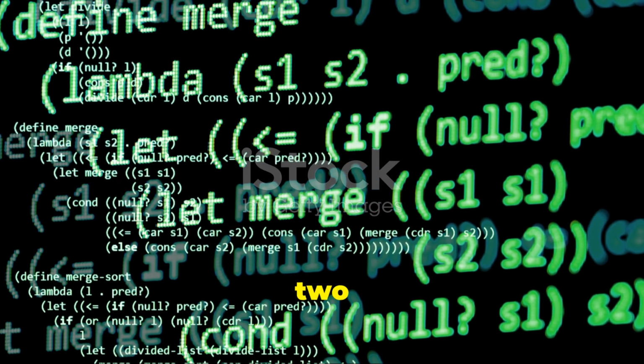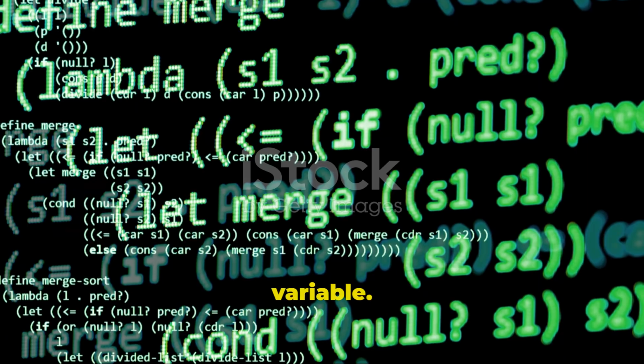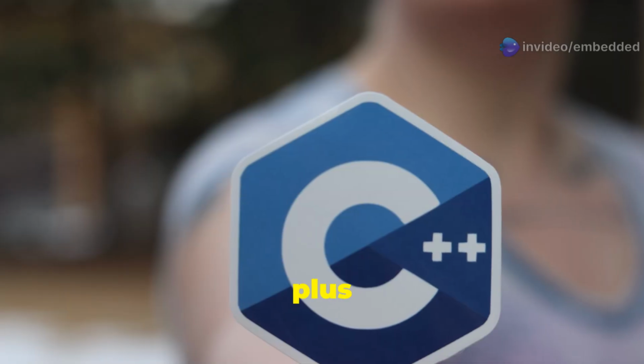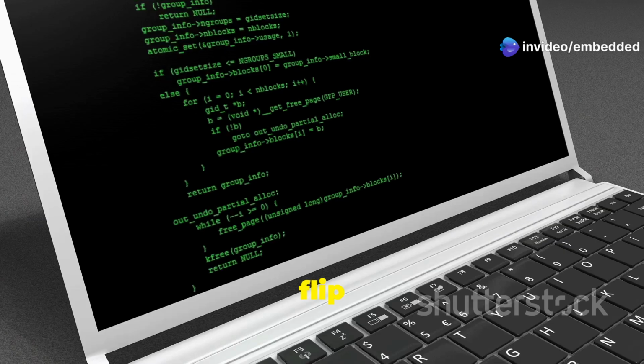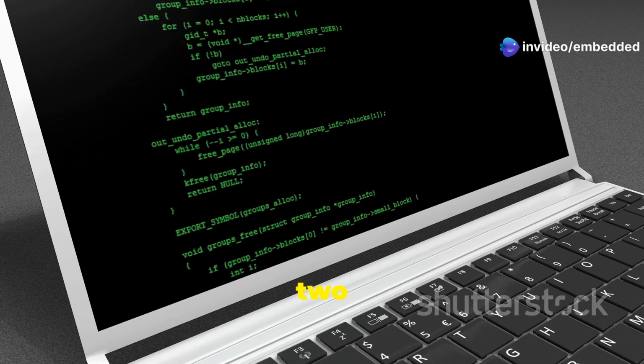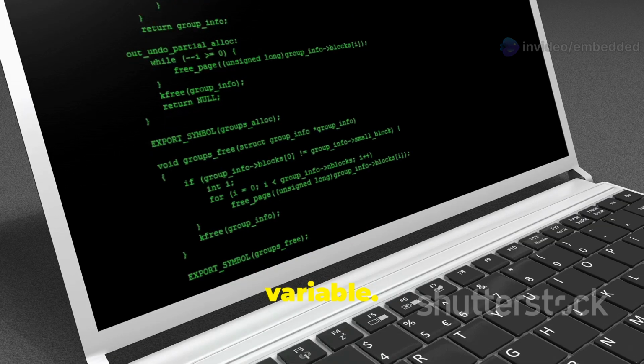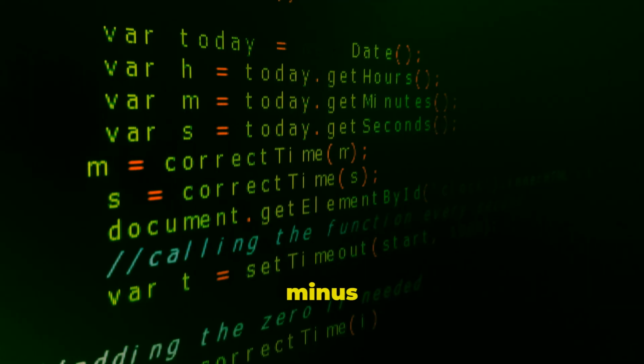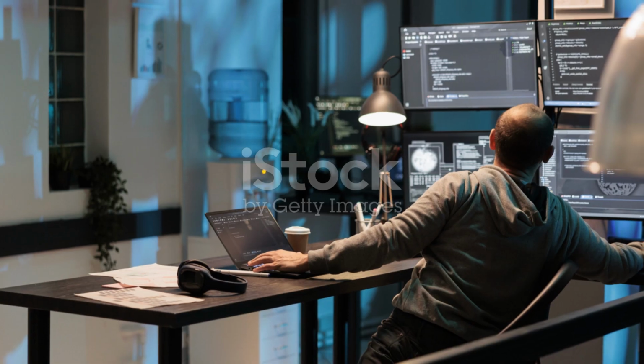Increment, represented by two plus signs, adds one to a variable. For example, you can write ++a as a prefix or a++ as a postfix. On the flip side, decrement, shown by two minus signs, subtracts one from a variable. Similarly, you can write --a as a prefix or a-- as a postfix.